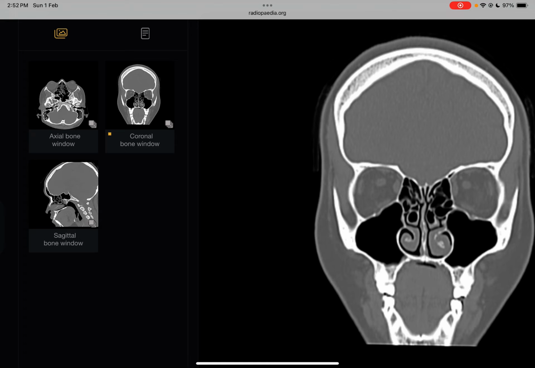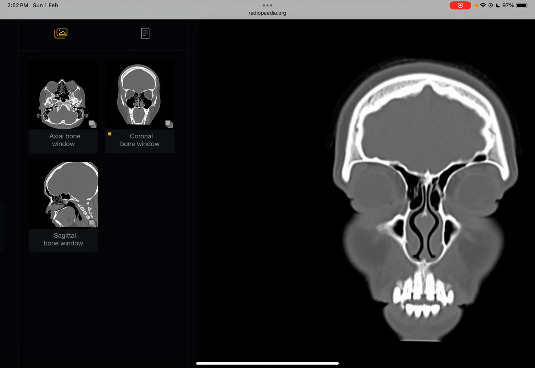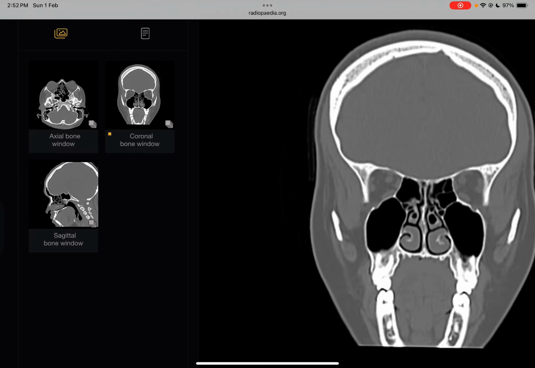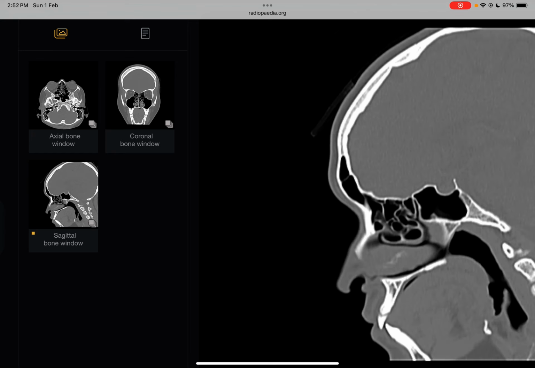Now as we scroll behind, we can see the sphenoid sinus, right? So this was about the coronal section. We'll see the sagittal section for the frontal sinus drainage pathway.